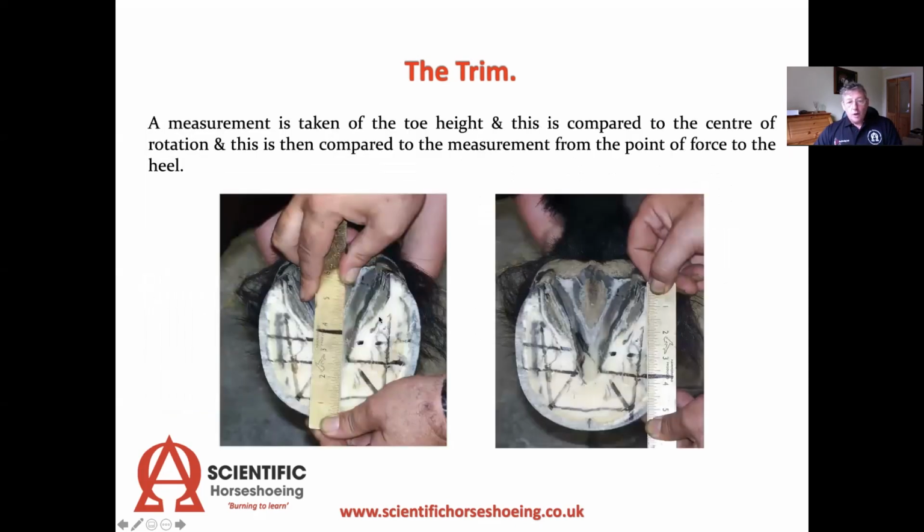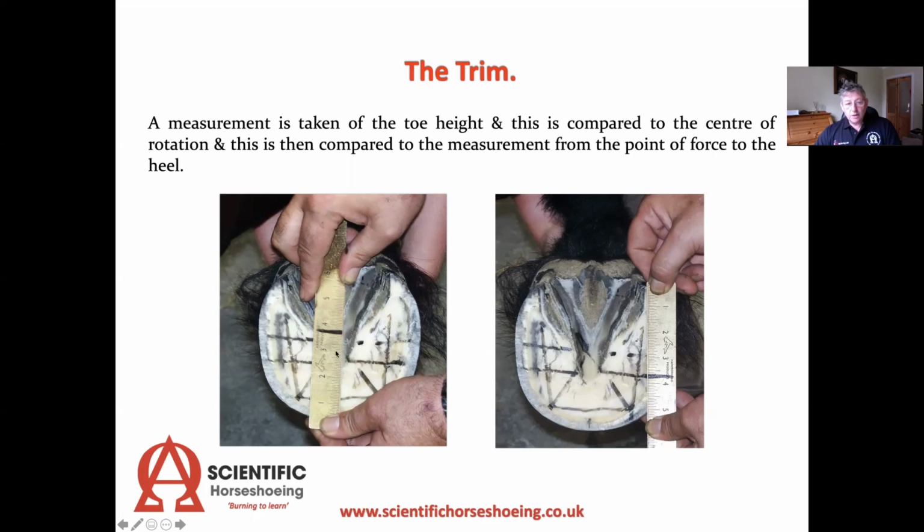So you can see that this foot's being marked up. A measurement is taken of the toe height, and this is compared to the center of rotation, and then compared to the measurements from the point of force to the point of heel. What we're talking about here is that the distance from the pillar to the center of rotation should be equal to the distance from the bulb of heel, the heel buttress, to the center of pressure. And that's what this is creating.